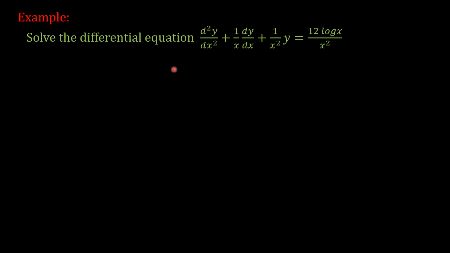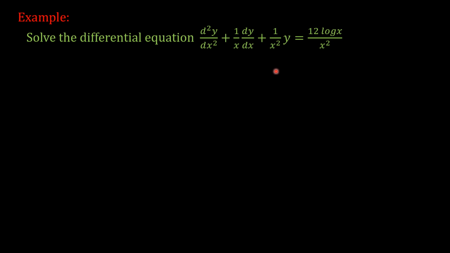Solve the differential equation d^2y/dx^2 + (1/x) dy/dx + (1/x^2) y = 12 log x / x^2. Now, if we observe this differential equation, it is not a linear differential equation with constant coefficients, because here dy by dx has coefficient 1/x and here y has coefficient 1/x^2.